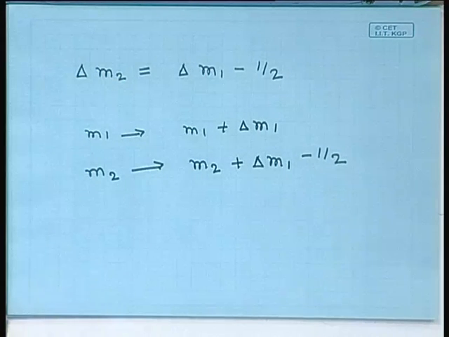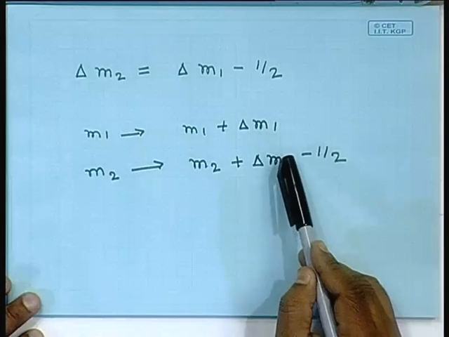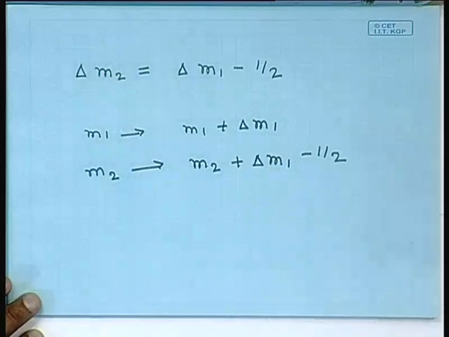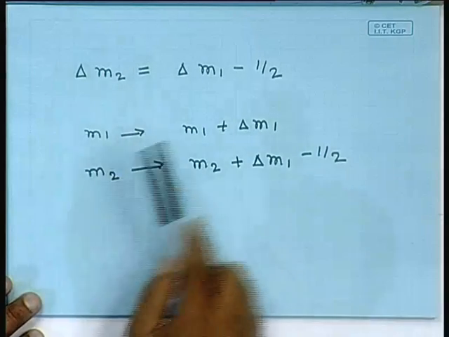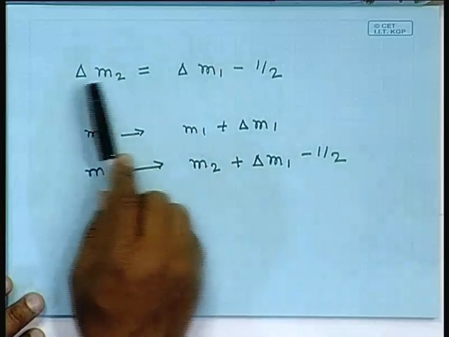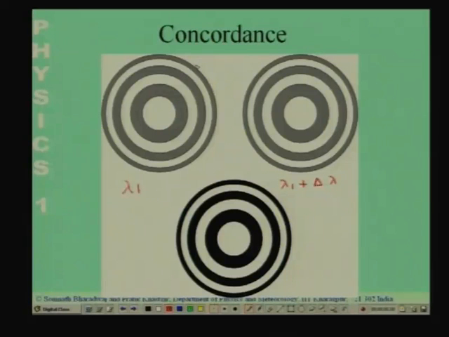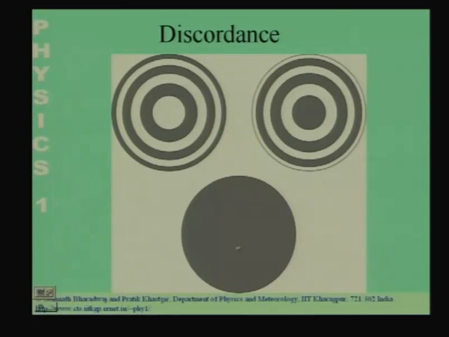So, if this is dark, this is going to be bright. If I move one of the mirrors so that the difference between delta m1 and delta m2 is a half integer, we are going to have a situation where the bright rings of one wavelength coincide with the dark rings of the other wavelength. Such a situation is what is referred to as discordance. So, let me now show you what we mean by discordance. This is the situation referred to as discordance.